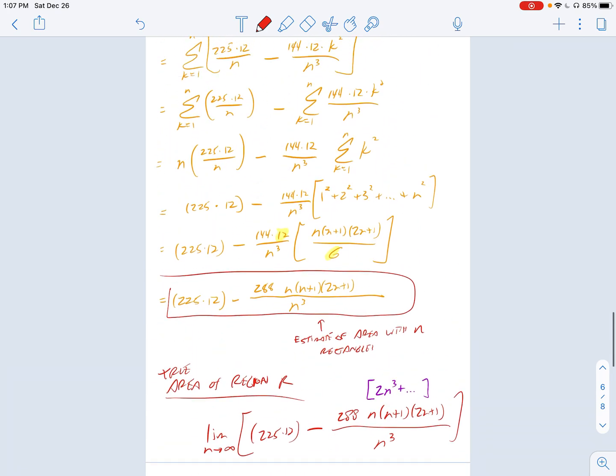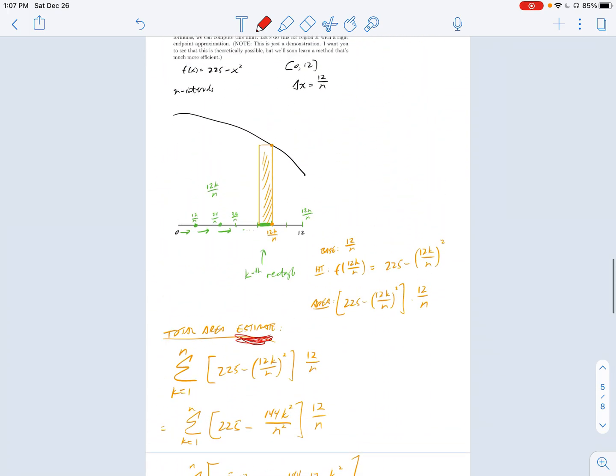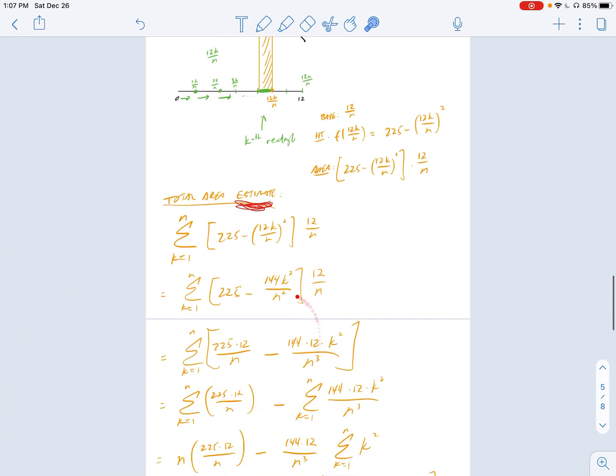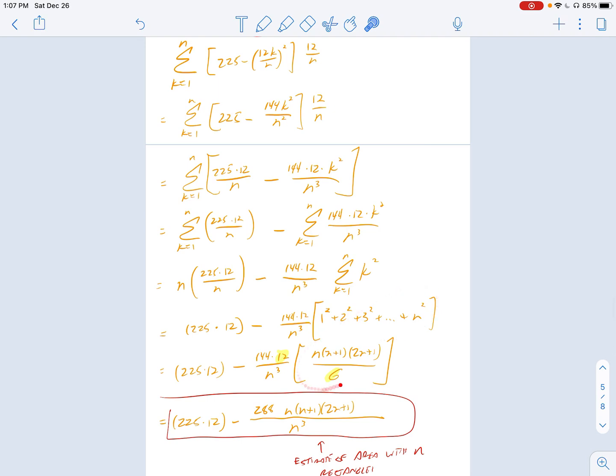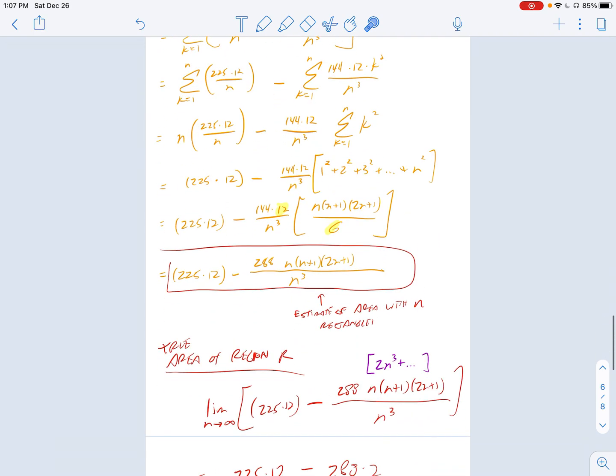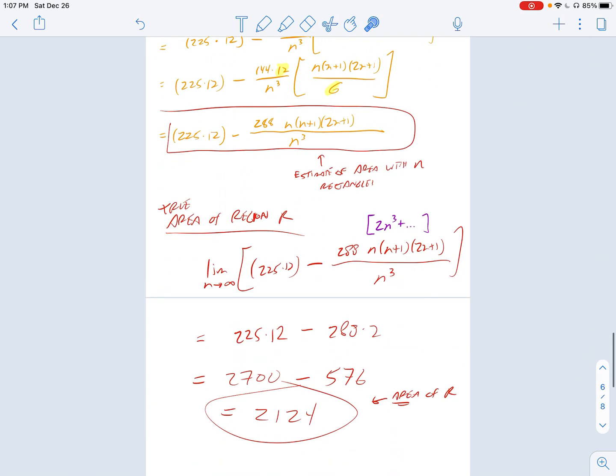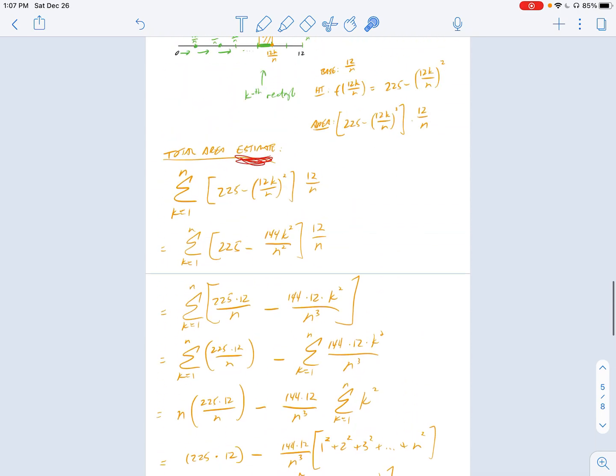So there is a ton going on here. We have to abstractly think about what's going on. We have to write out the formula. We do a bunch of algebra. At some point, we probably have to look up some formula. We have to remember some limit rules about end behavior and polynomials and rational functions and all of that stuff. But I got an answer. 2124 is the true answer.